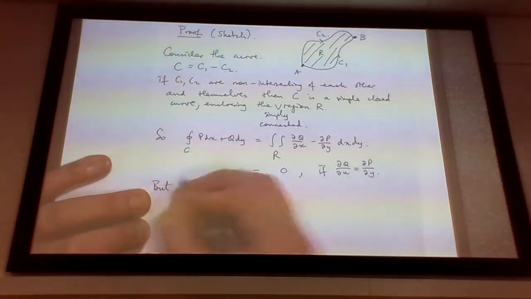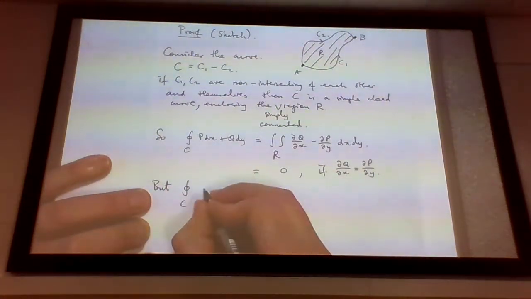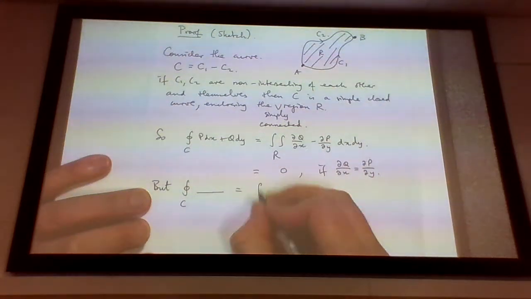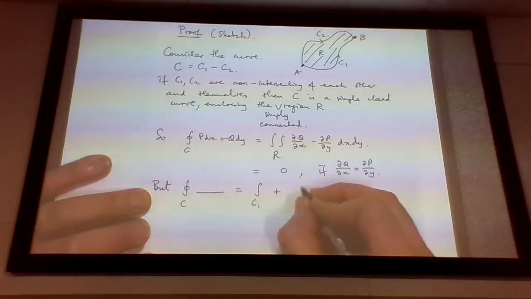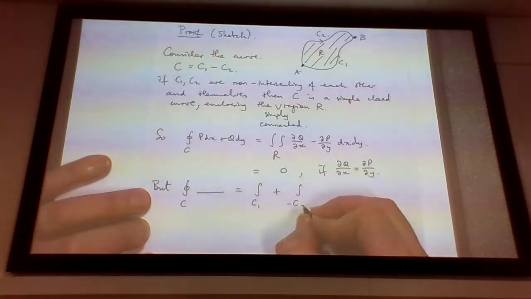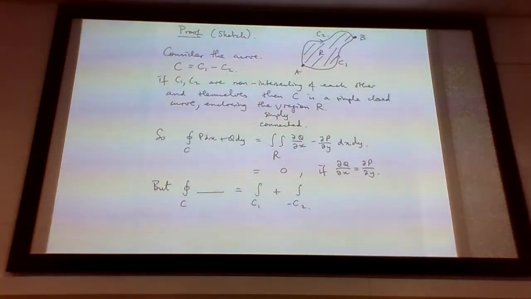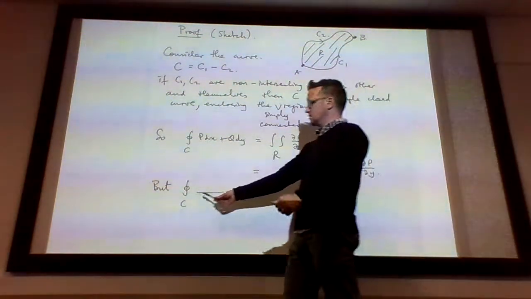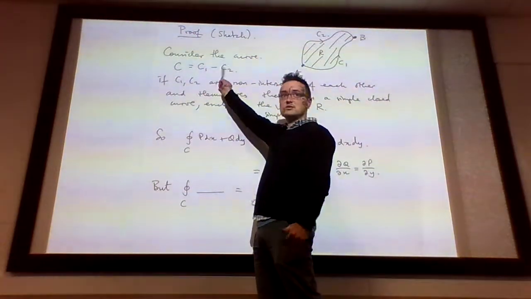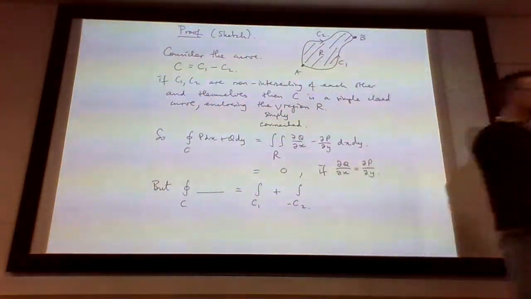But this integral on the left-hand side, the closed integral around C, is the integral along C1 plus the integral along minus C2, because we can subdivide the curve C into the two halves, C1 and minus C2.